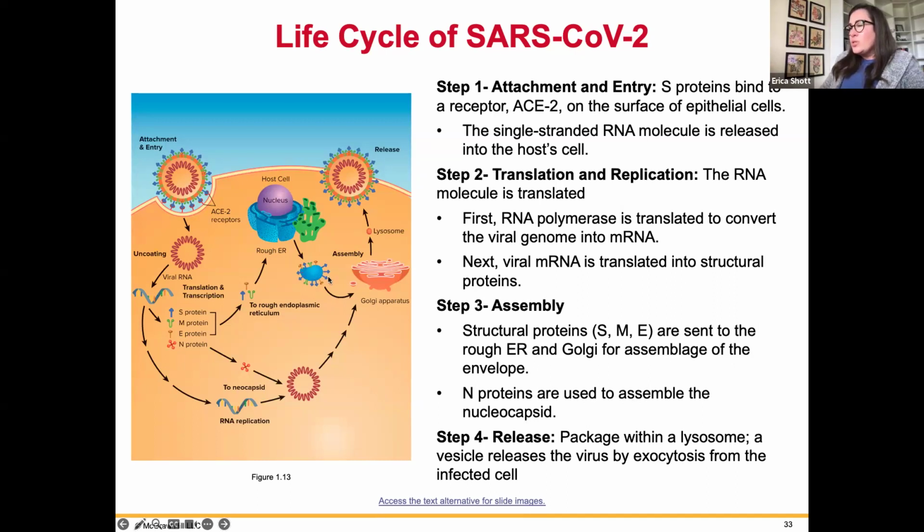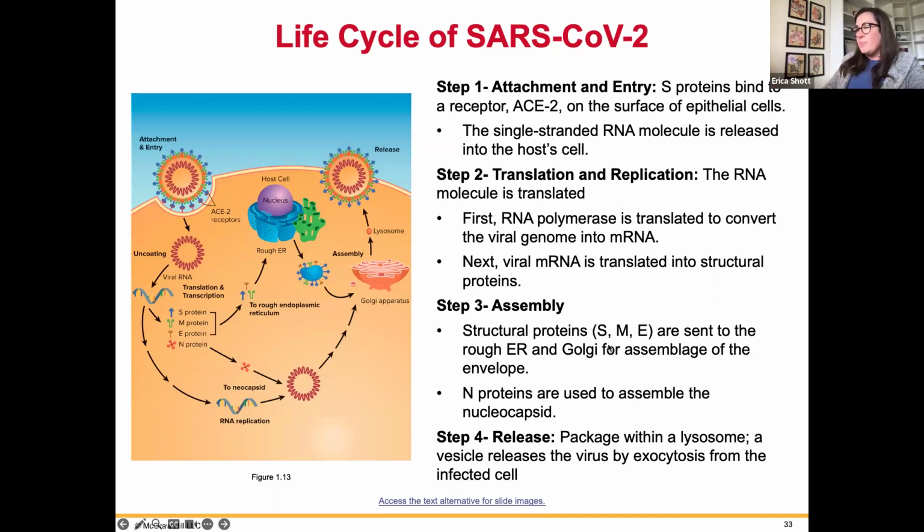So over here, we should see some structural proteins coming out of the rough endoplasmic reticulum. And then it's going to head to the Golgi apparatus for final processing. And it will be sent to the cell surface for release.